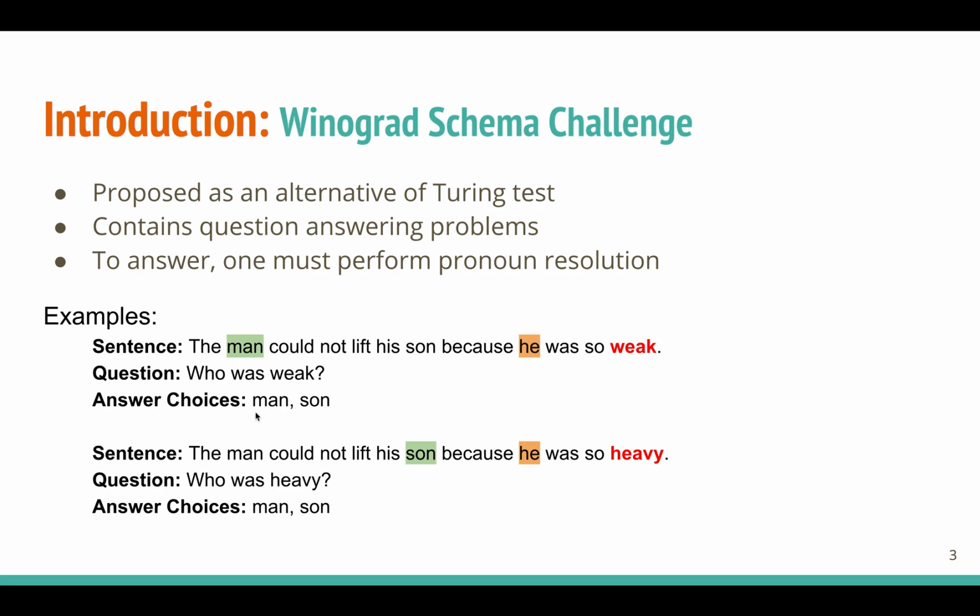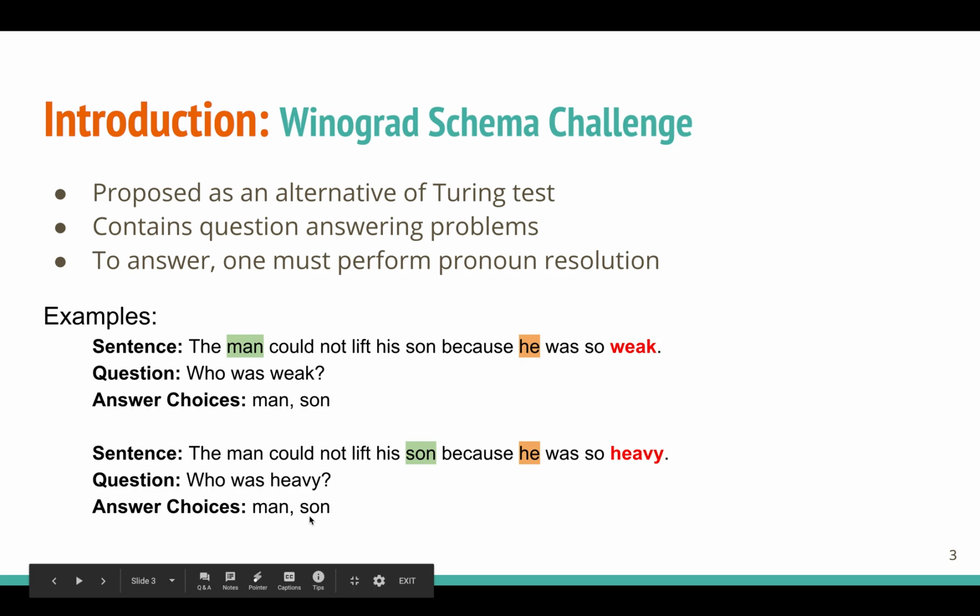Now, as part of the problem, the two answer choices are also provided. Now, this problem is difficult because it requires common sense knowledge or additional knowledge to answer these questions. Why? Because the corpus of the Winograd Schema Challenge contains problems corresponding to each problem, such that only one or two words are different in the corresponding problems. For example, here weak is replaced by heavy, and the answer to the question completely changes. That is, in this case, son is the answer, and in the first case, man is the answer.